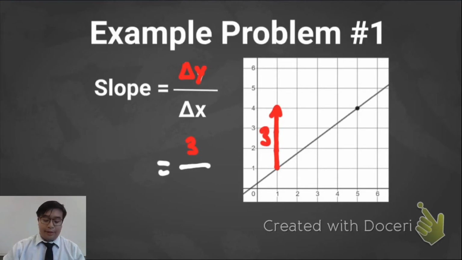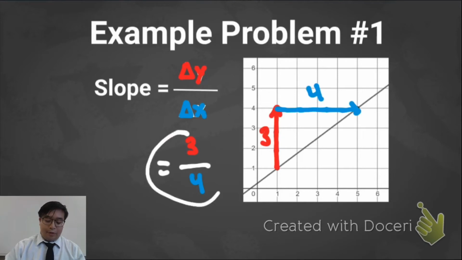Now taking a look at my change in x, I'm going to pick a different color for x. I'm going to use blue. How many spaces to the right do I need to move in order to reach the next point? 1, 2, 3, 4. And so I know that my change in x is going to be 4. So the slope of this graph is going to be 3 over 4. Take a closer look at our picture. Notice how I made this little triangle on my graph. I need to follow this triangle in order to go from one point to the next. So try to keep that image in your mind when we're trying to find slope.